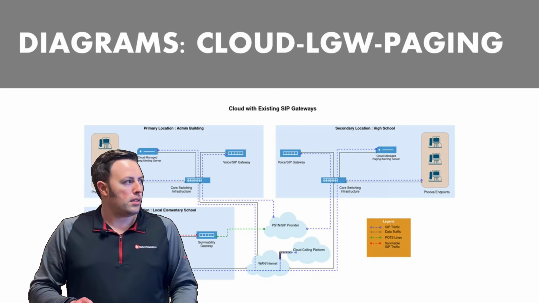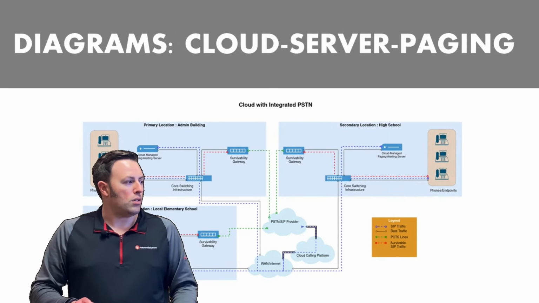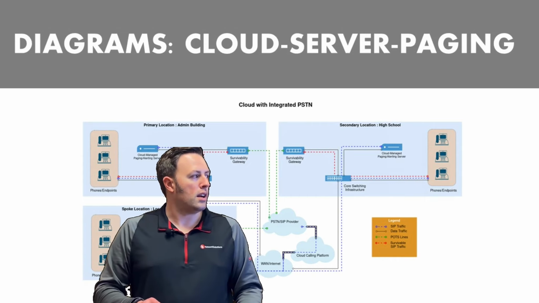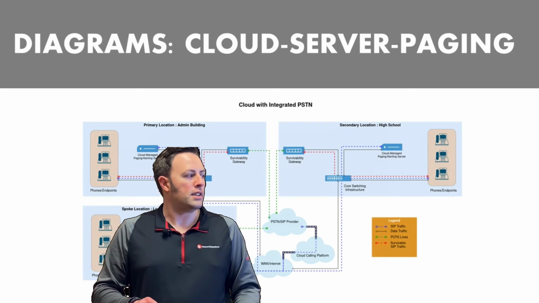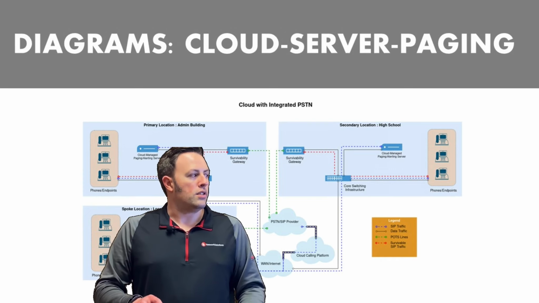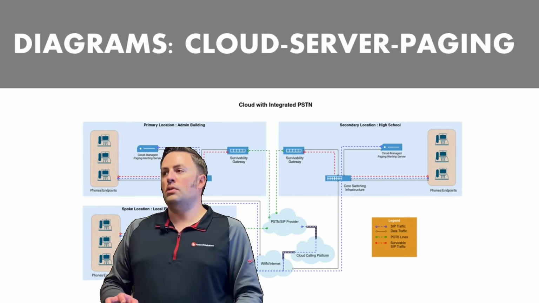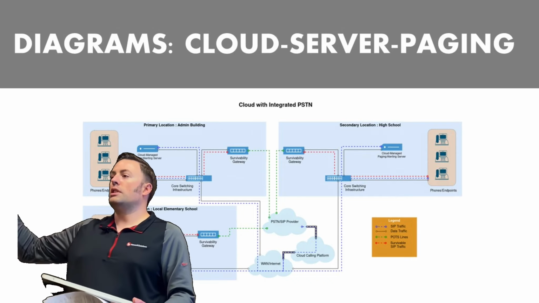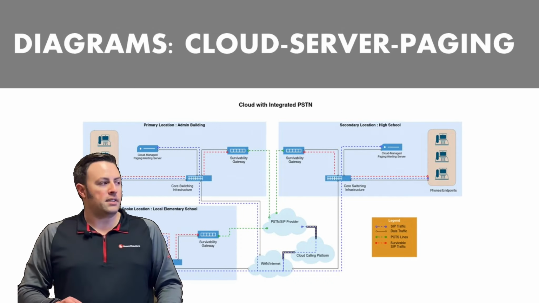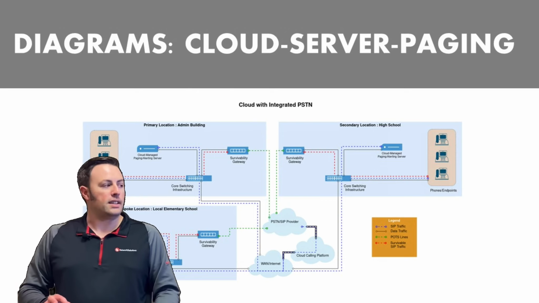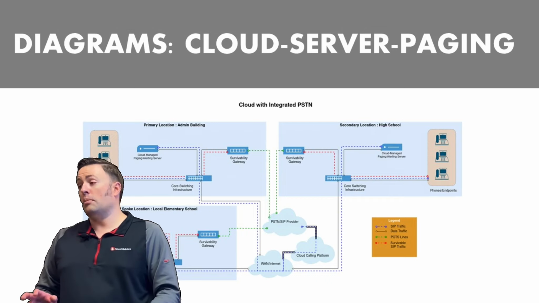All right. Moving on. So this is a model where it's similar. However, we've got cloud integrated PSTN. So instead of using those local elements, there is essentially a SIP trunk that terminates our cloud phone system that's also in the cloud. So what that takes advantage of is the low latency backbone link that likely exists between the PSTN provider and the cloud calling platform.